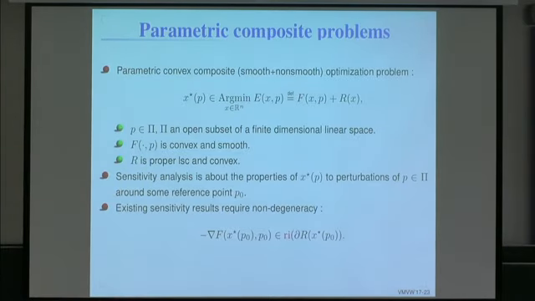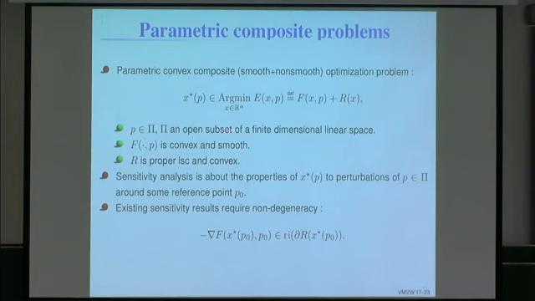Okay, just a few results on sensitivity analysis and the application of this. For the first question I asked, mean instability and sensitivity analysis. Okay, let's consider this problem. This is a parametric convex composite problem, a smooth plus non-smooth objective function. So the E here is a function of x and p.